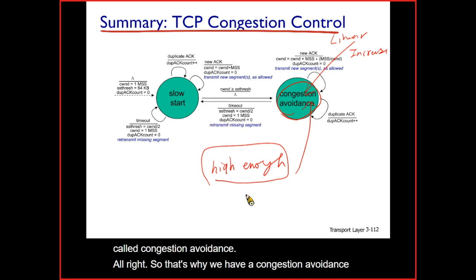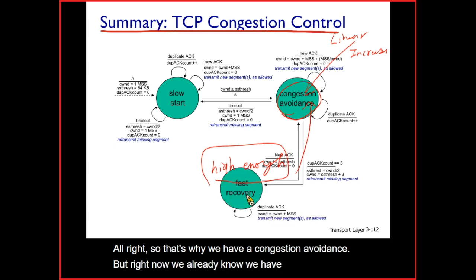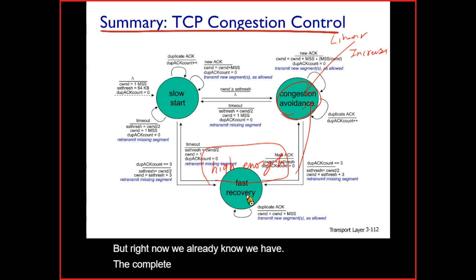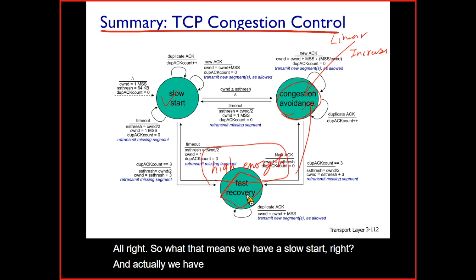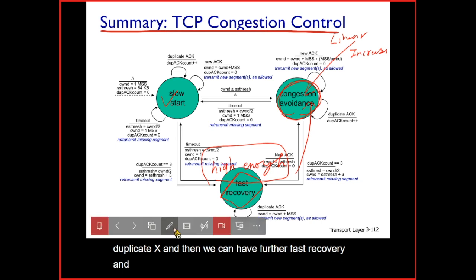But right now, we already have the complete version of congestion control for TCP. What that means is we have slow start, and we also have fast recovery. Previously, I think you understood what fast recovery means: 3 duplicate ACKs, and then we can have fast recovery. And before this page, we already had congestion avoidance. So up to now, we have these.